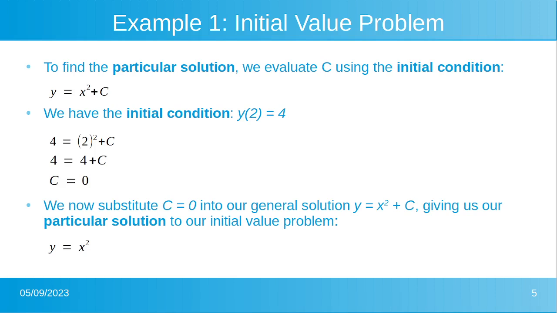So our general solution becomes 4 is equal to 2 squared plus c. That evaluates out to 4 is equal to 4 plus c. And then our 4s cancel on either side of the equal sign, which gives us our constant of integration c equal to 0. We can now substitute c equals 0 into our general solution y equals x squared plus c, giving us our particular solution to our initial value problem: y is equal to x squared.